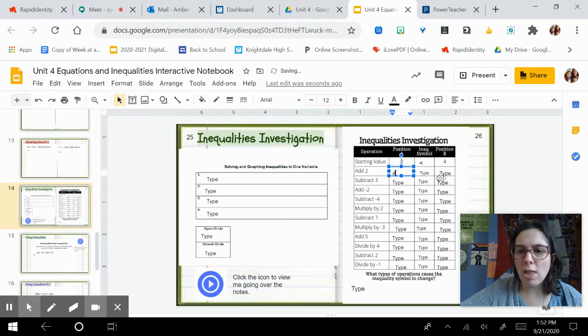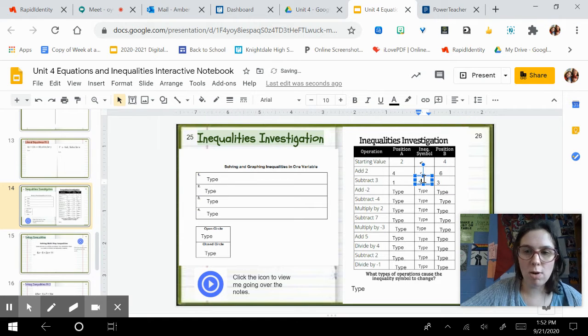There we go, 4. There was a thing on top of it. And so 4 plus 2 is 6. So then what would be my sign this time? Well, again, less than, okay? So then we do subtract 3. 4 minus 3 is 1. 6 minus 3 is 3. Again, does it change? Nope, it is still less than.